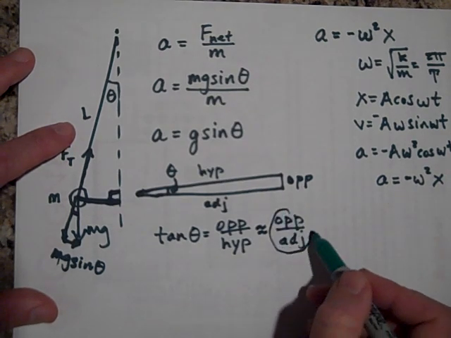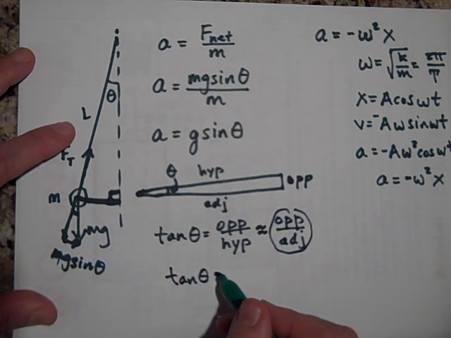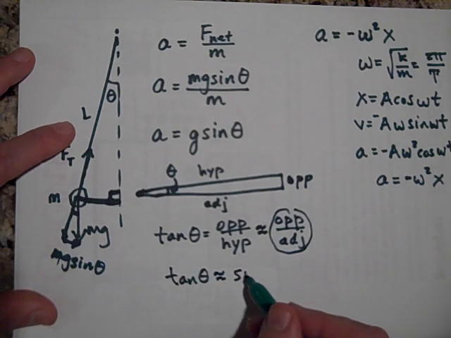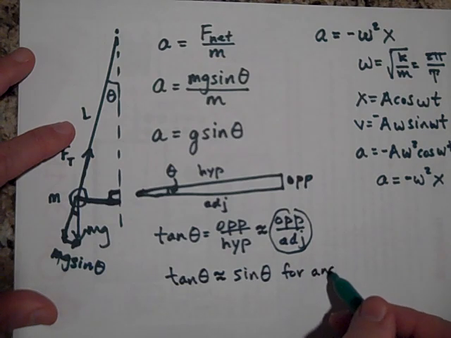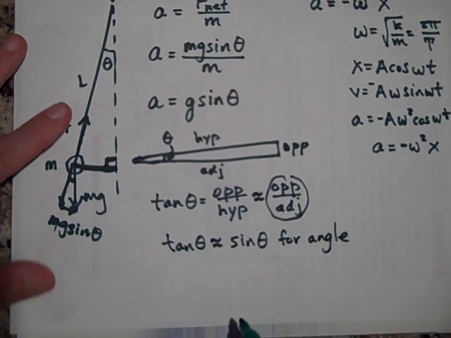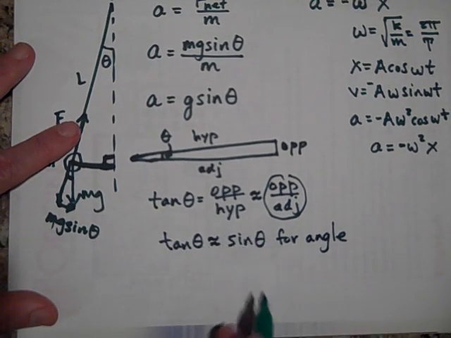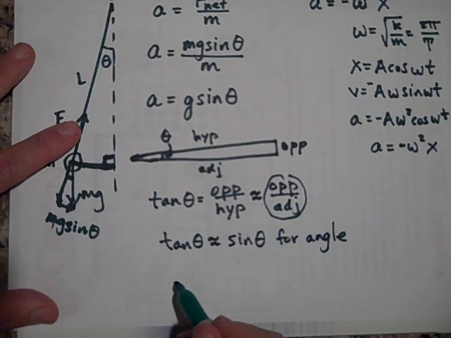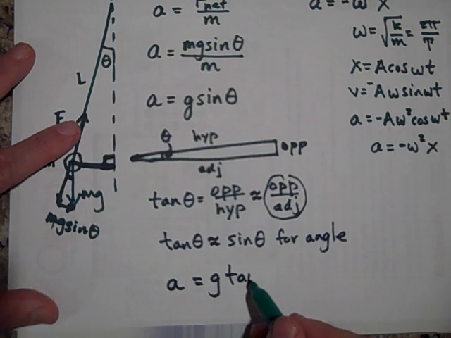So this is the sine of theta. So tangent of theta is approximately equal to the sine of theta for small angles. This has a name. It's called a small angle approximation. Okay, so tangent of theta. So A is equal to g times the tangent of theta.